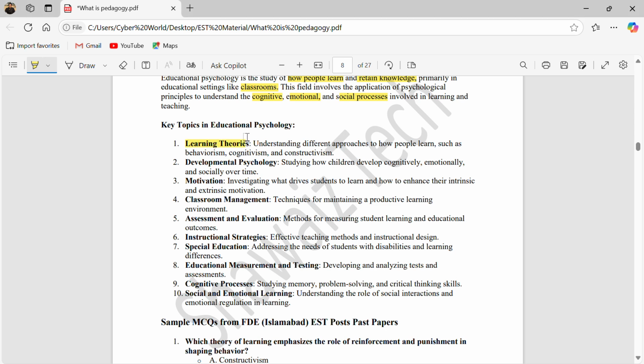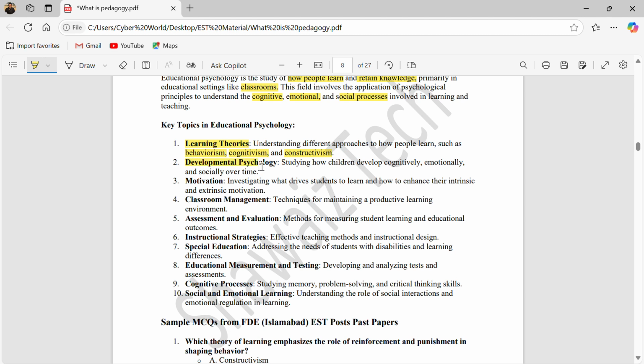The first one is learning theories. Learning theories basically means understanding different approaches to how people learn. The teacher must know the approaches to how people learn, such as behaviorism, cognitivism, which means reasoning, thinking, questioning abilities and problem solving abilities, and constructivism. So all these lie in the learning theories: behaviorism, cognitivism, and constructivism.